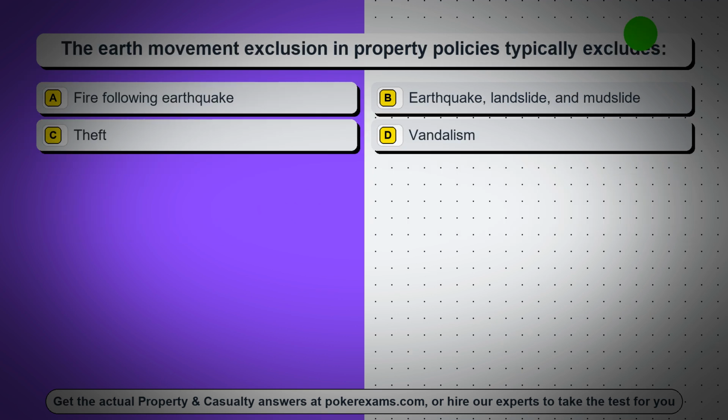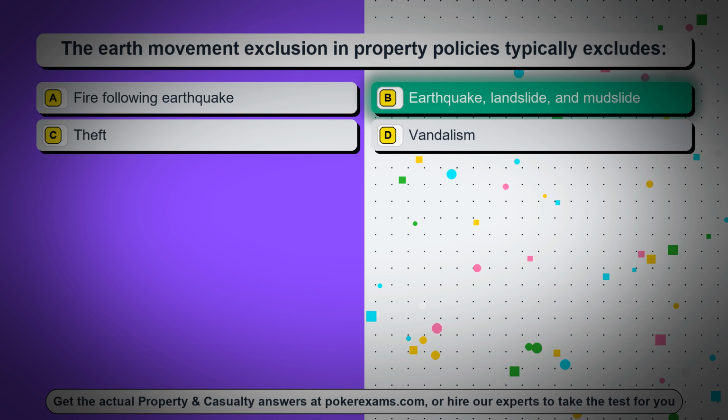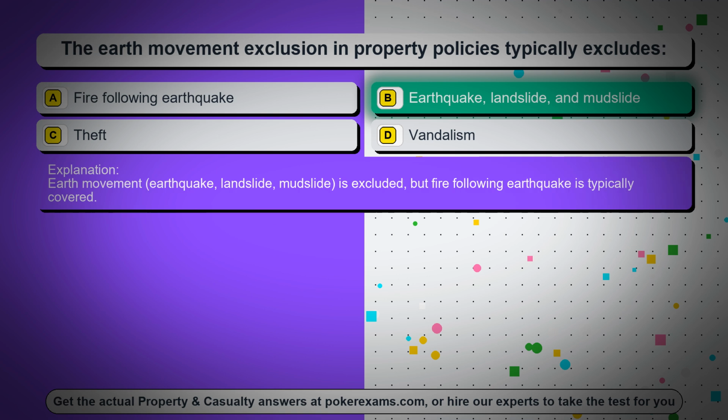Question 98. The earth movement exclusion in property policies typically excludes: Option A, fire following earthquake. Option B, earthquake, landslide, and mudslide. Option C, theft. Option D, vandalism. The correct answer is option B, earthquake, landslide, and mudslide. Earth movement, earthquake, landslide, mudslide, is excluded, but fire following earthquake is typically covered.